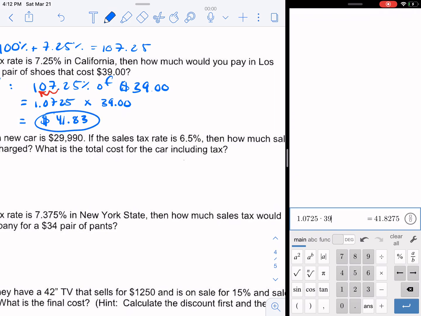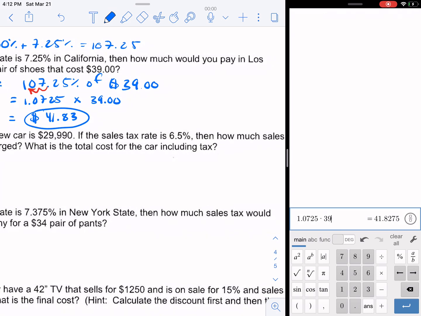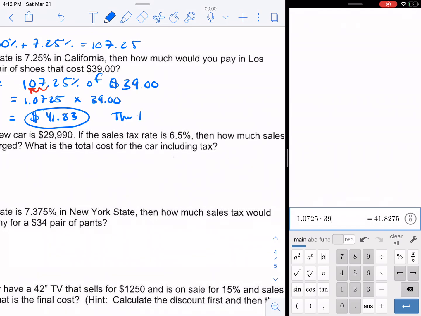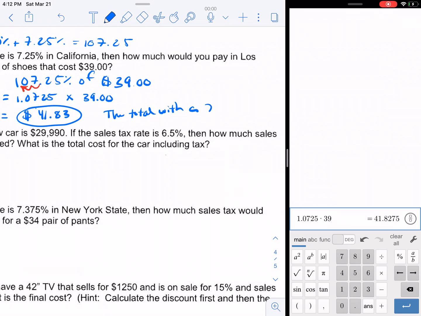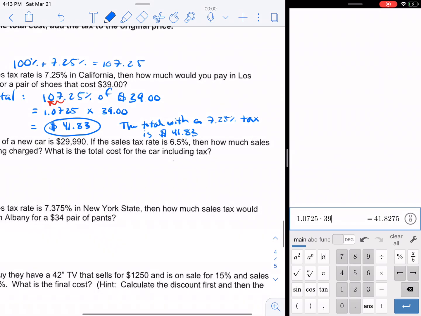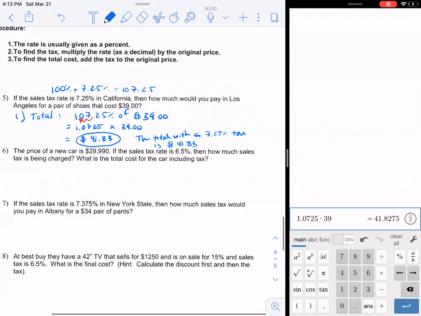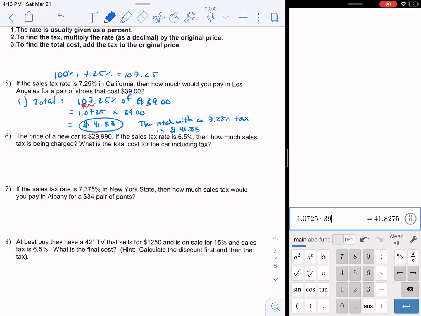So there's the cost with tax. So the total with a 7.25% tax is $41.83. And there we are. That was number 5. Okay.